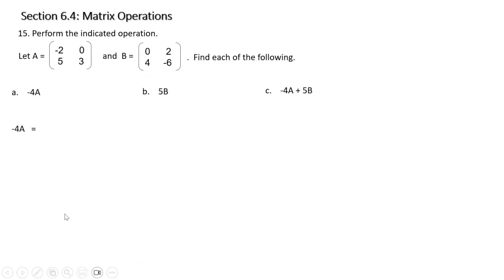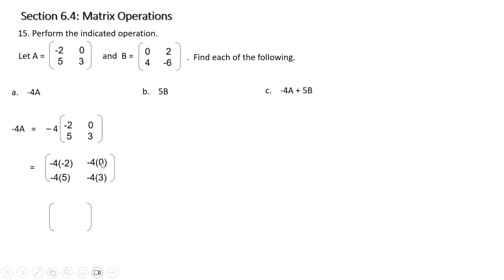Okay, now let's do negative 4A and 5B, and negative 4A plus 5B. In other words, all this is setting up for C, which is negative 4A plus 5B. So first, let's do negative 4A. Negative 4 times A means negative 4 times matrix A. It means that I'm going to multiply negative 4 times negative 2, negative 4 times 0, negative 4 times 5, and negative 4 times 3.